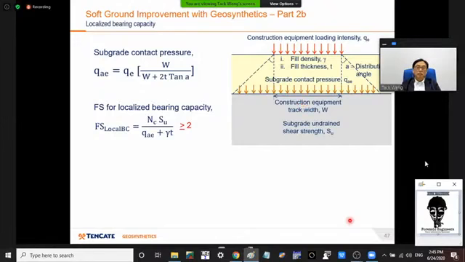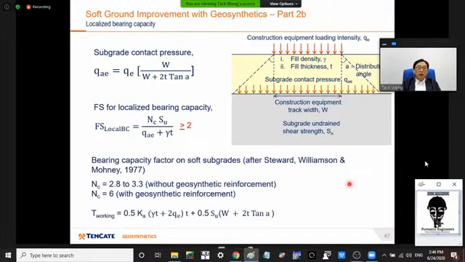Here you can see a diagram where the construction equipment loading is on top of the structural distribution layer, and the thickness will determine how well this is distributed, and as it is distributed, the intensity reduces, and given by this equation. Then the factor of safety for localized bearing capacity can be given in this equation, and it needs to be greater than 2.